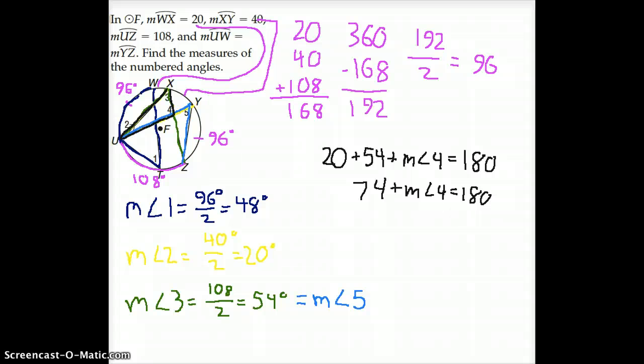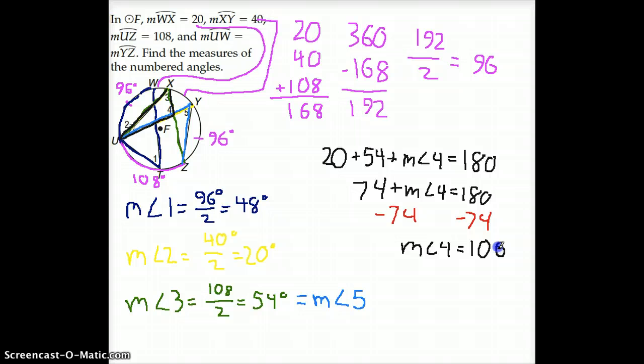I like to show my work in a different color. Minus 74, minus 74. And the measure of angle 4 is equal to 180 minus 74, or 106. And those are our answers.